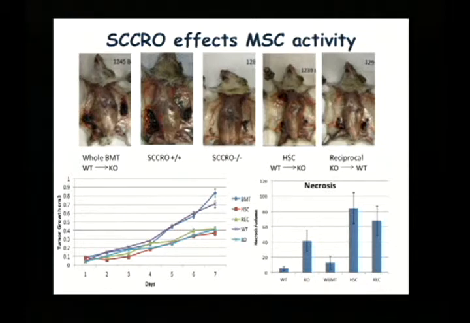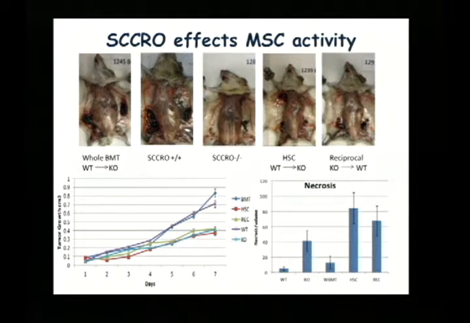Well, there's two main components within the bone marrow. There's a hematopoietic stem cell component, and there's a mesenchymal stem cell component. So we decided to tease that out a little further. First off, by the way, if we take wild type mice and we transplant them with knockout bone marrow, they have the same phenotype as a knockout animal.